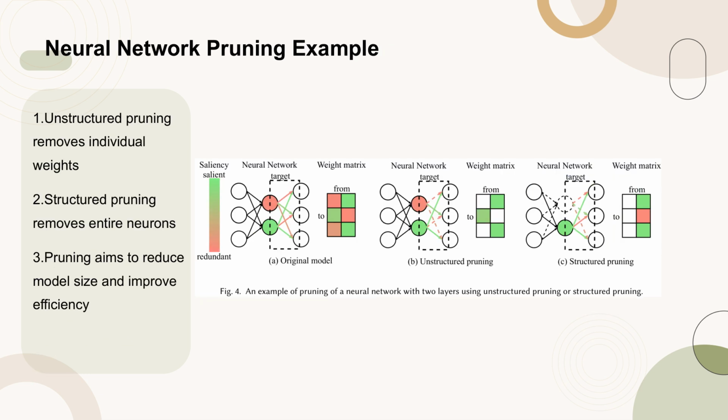Figure 4 illustrates the process of pruning a neural network with two layers, demonstrating both unstructured and structured pruning methods. Unstructured pruning, as shown in B, involves the removal of individual weights, resulting in a sparse weight matrix that requires special representation formats for efficient storage and computation. In contrast, structured pruning, depicted in C, involves the removal of entire neurons, leading to a dense weight matrix that is more efficient to store and compute.